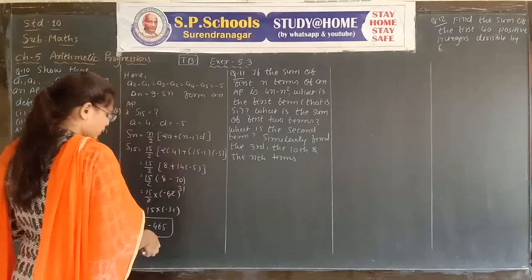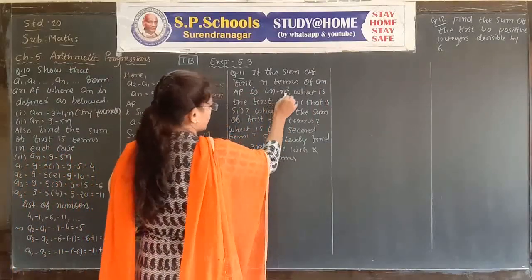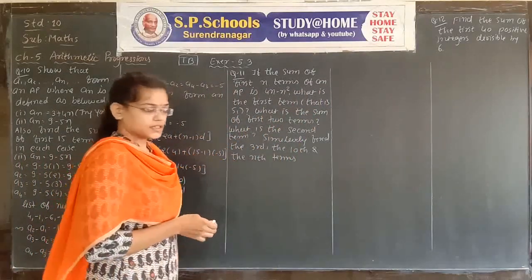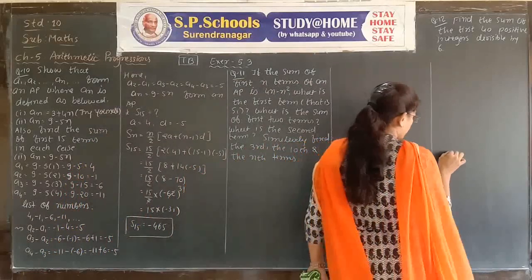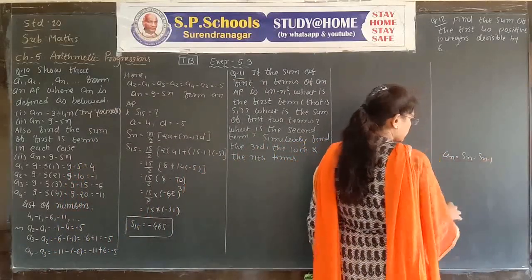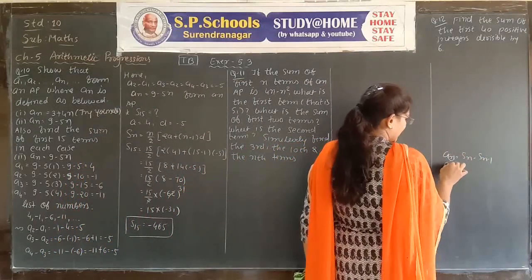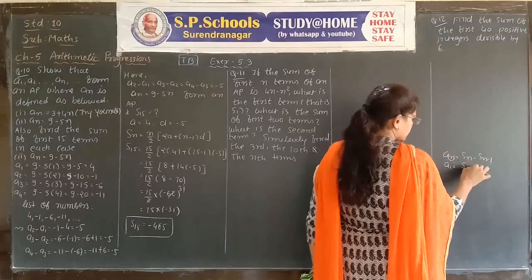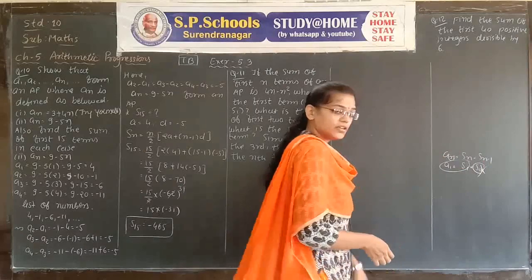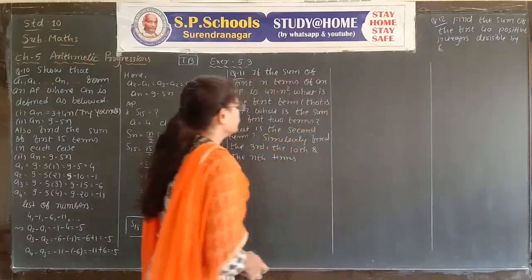Let's see question number 11. If the sum of first n terms of an AP is 4n minus n square, what is the first term? That is S1. Yes, it is S1 because we know an is equal to Sn minus Sn minus 1. Using this, A1 is equal to S1 minus S0. There is no value of S0. That's why A1 is equal to S1. Keep in mind always A1 is equal to S1.